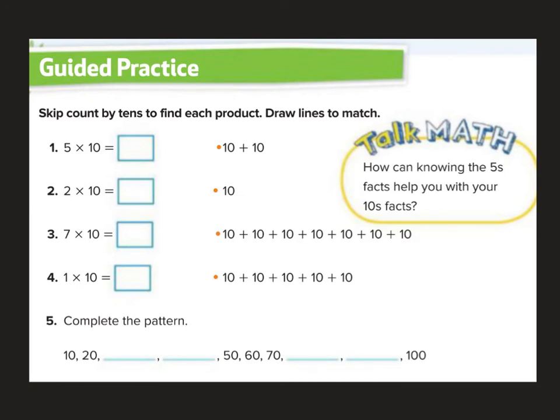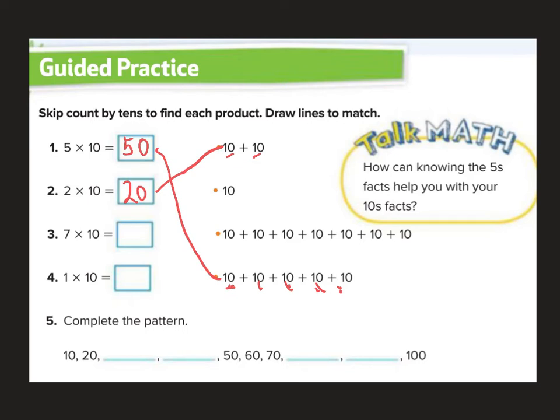Okay, skip count by tens to find each product. Draw lines to match. 5 groups of 10 or 5 times 10. Let's see, 1, 2, 3, 4, 5. Okay, let's count them. 10, 20, 30, 40, 50. 5 times 10 is 50. 2 tens. Okay, we got 2 up here. So this is 10, 20. 2 tens are worth 20. There we go.